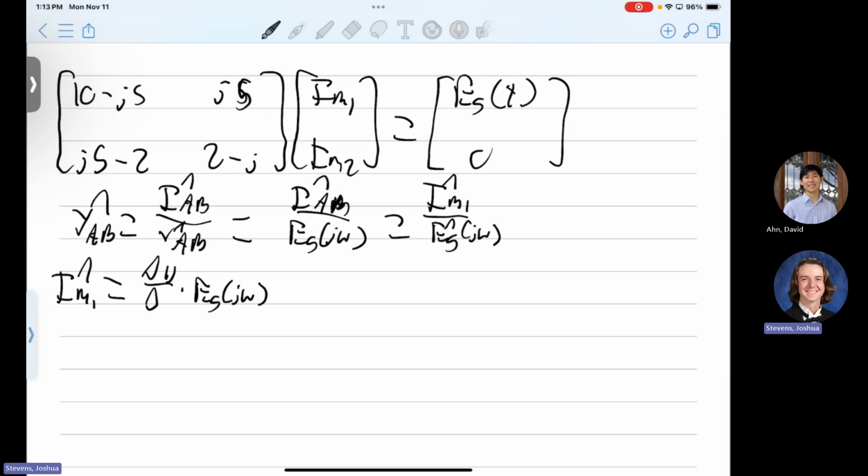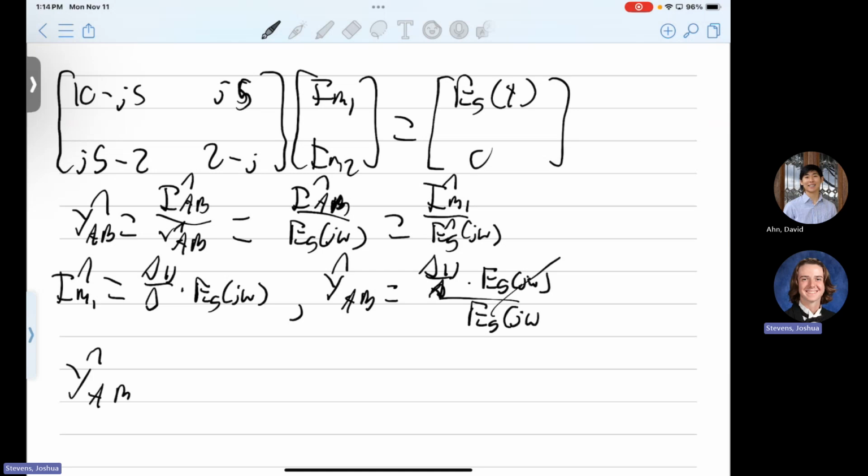So when you plug that back in, YAB equals delta 1 over delta, EG of J omega all over EG of J omega. Those cancel out. And YAB equals delta 1 over delta. Okay.